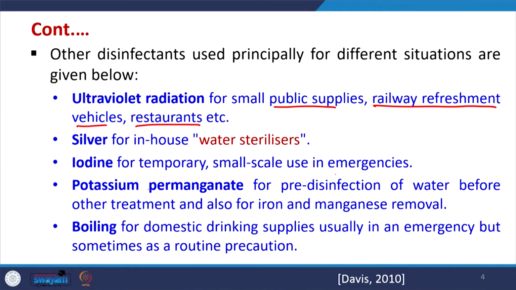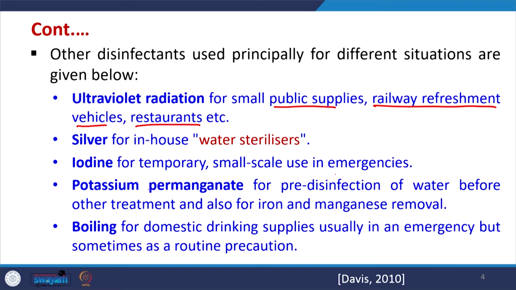There may be certain differences with respect to the ultraviolet wavelength that we are using, but this is similar to photo oxidation itself. Now, silver for in-house water sterilization. Many times it is used. Silver is considered to be highly good in disinfecting surfaces and water as well. So, this can be used.